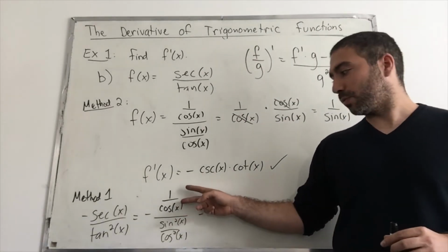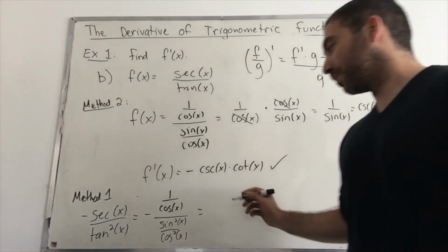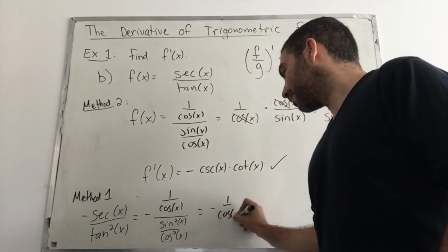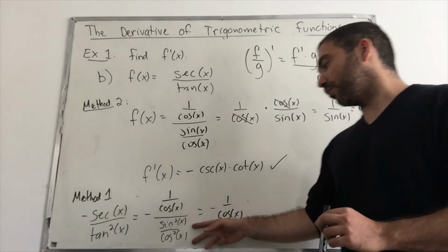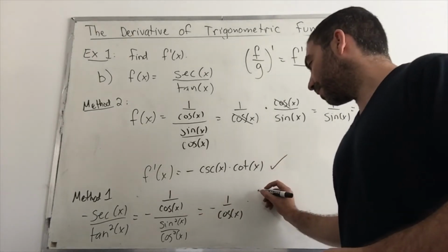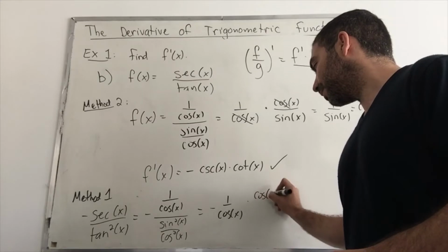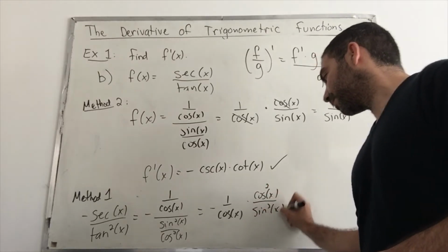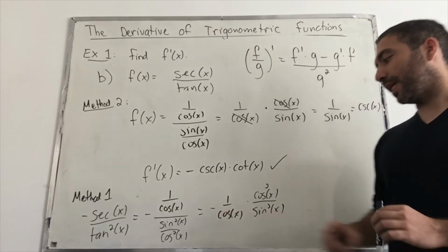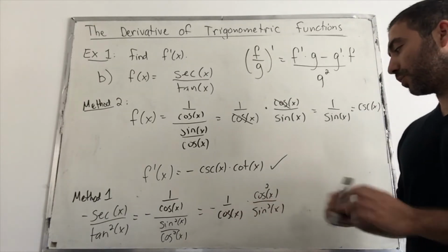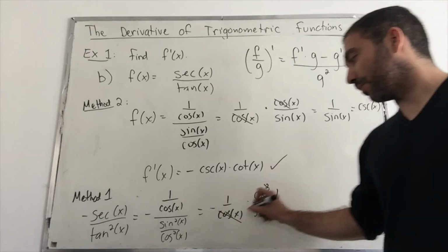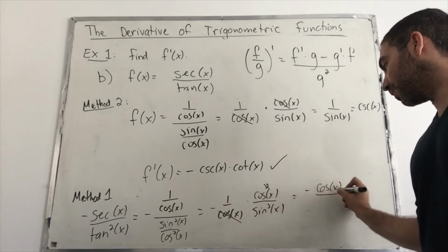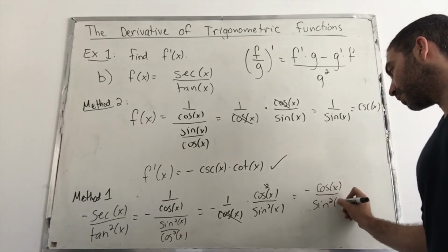Again, we're dividing fractions, so we're going to multiply by the reciprocal. So the fraction on top we leave, negative 1 over cos, and the fraction on the bottom we flip, giving us cos squared over sine squared. So we have the negative in the front, we have a cos on the bottom, we have 2 coses on top, so one of them is going to cancel with the one on the bottom, leaving us with negative cos x over sine squared x.